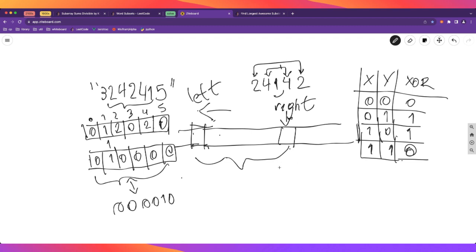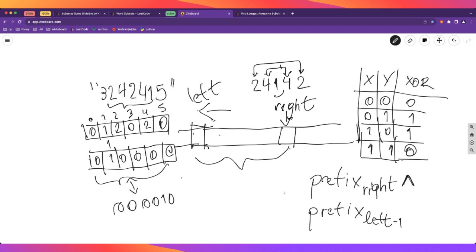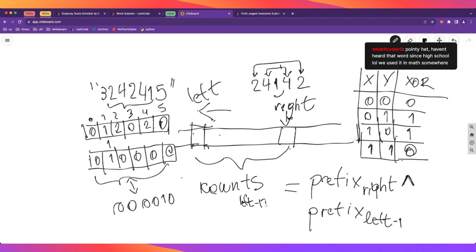So that's why if you have the prefix for right, XOR, which is written as the pointy hat, the prefix of left minus 1, then you're going to have the mask, or whatever you want to call it, the counts from left to right.